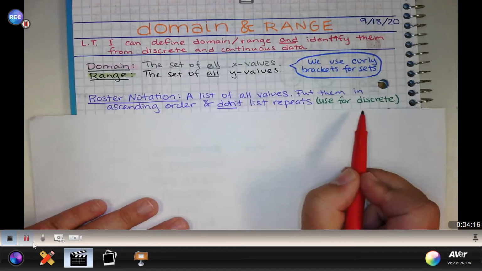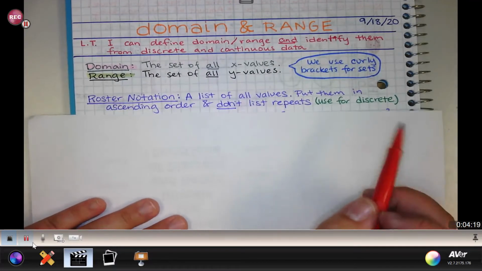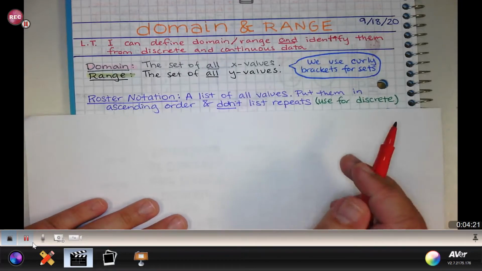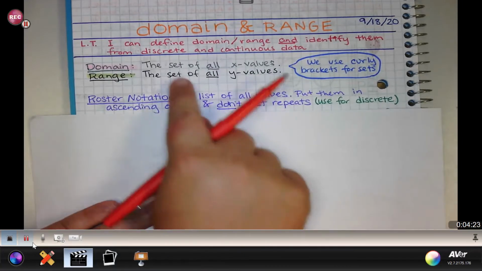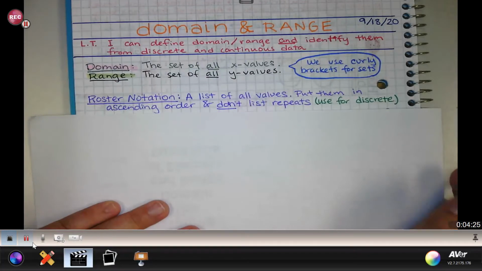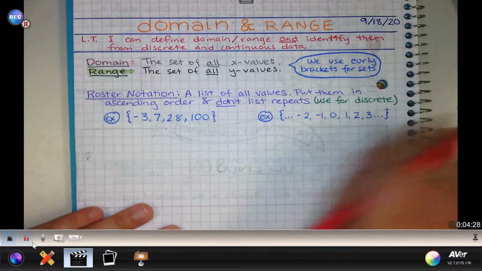And then notice I added a little note here. We want to use this for discrete data, okay? Because remember, we learned that there's multiple types of data, and again, that is part of our learning target. So I wrote some examples here.